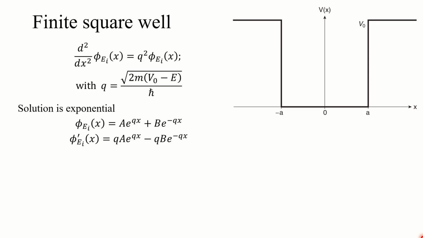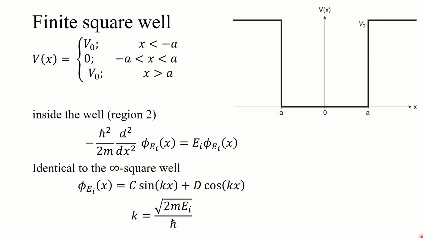We can see that if we take the first derivative with respect to x, the q and the negative q just come out in front. Do it again, and we end up with q squared times the original function that we started with. So we know that is the solution to our energy eigenvalue equation. That gives us the form of the eigenfunction in region 1.